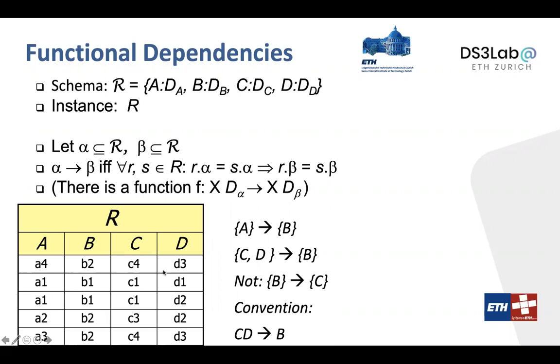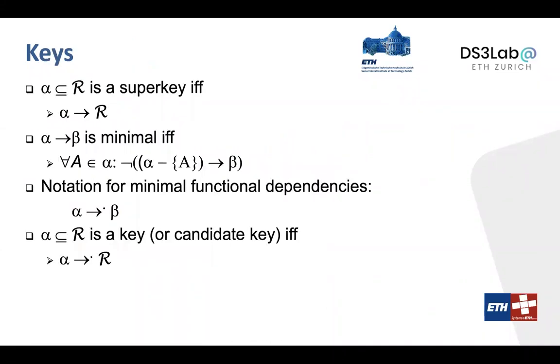Another example: from this relation, you will not have B to C. Why? Because you have two tuples with the same B2 value that map to different C values. One maps to C3, one maps to C4. So that's the definition of functional dependency.